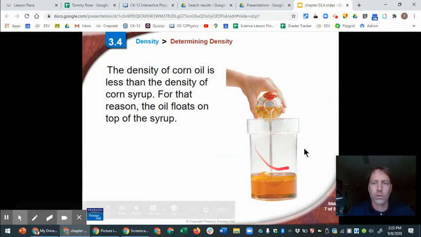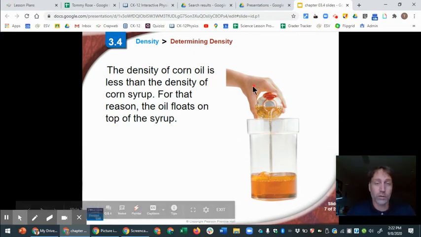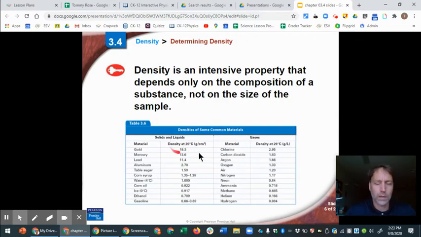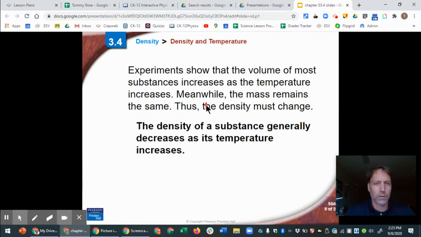All right, so next time when we come together, we're going to do a lab that'll demonstrate some of this for you, okay? So how does temperature affect density? We're going to talk about that, and why these measurements here were made at 20 degrees Celsius. Those are the standards. How would temperature affect the density?